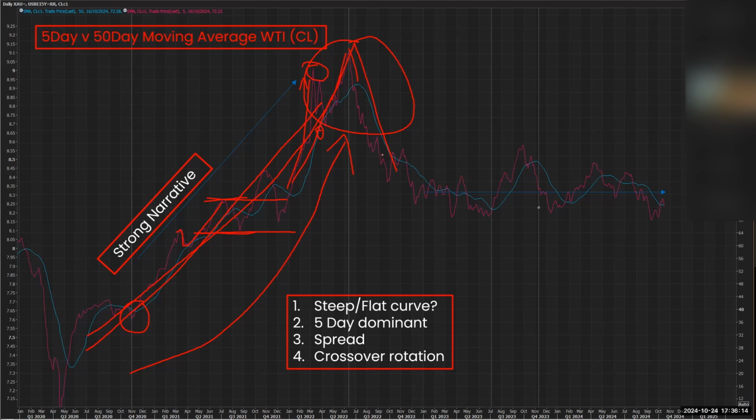But then we obviously found our way into some sort of a range. And you can see that for the last 18 months, effectively, oil has done nothing. It's trendless. There is no narrative. And sure, at the start of this year, there was some hope that China was doing better and oil prices went up.